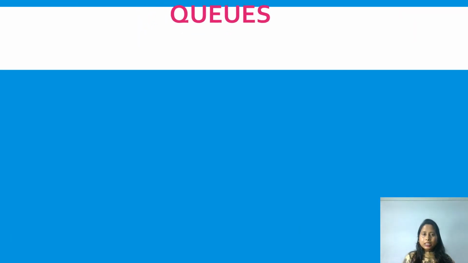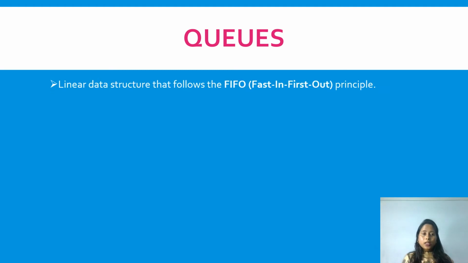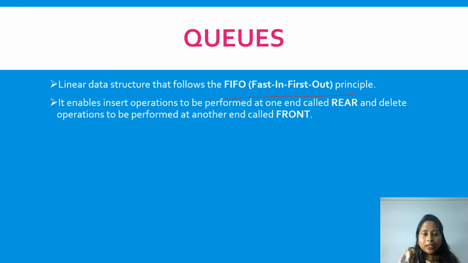Now let us understand what are queues. Queues are a linear data structure that follows FIFO policy, that is first in first out. The element that is inserted first will be deleted first. That means it enables insertion operation to be performed at one end called the rear, whereas deletion is performed at another end called the front. Suppose this is a queue. So this is rear and this is front. So deletion will be done here, whereas insertion will be done here.